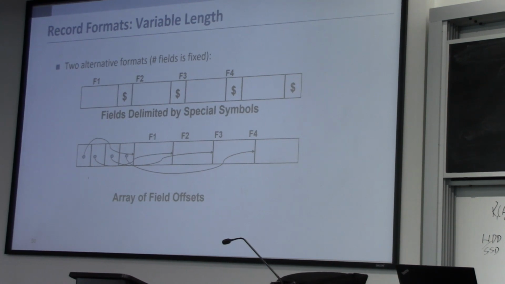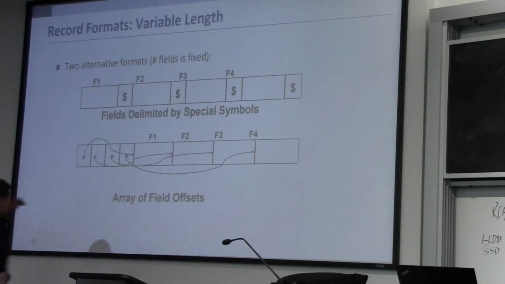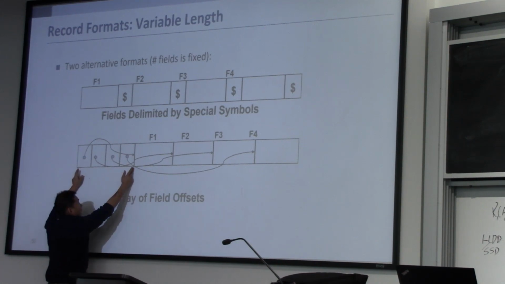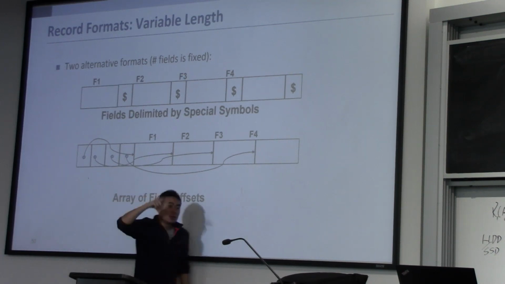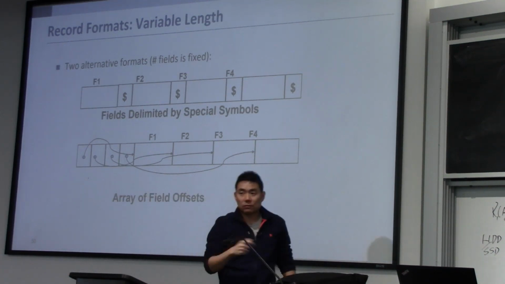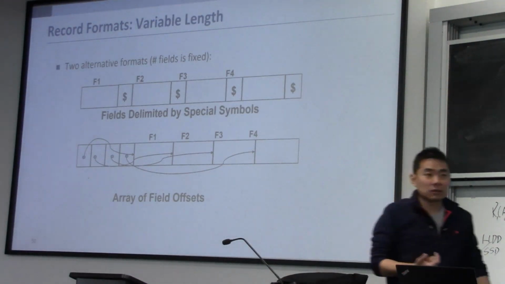You follow this? Another approach is to say, at the beginning of the record, I'm going to allocate a metadata array like this. Remember the offset addresses, like pointers, to the beginning address of each value. That's another way of dealing with this.